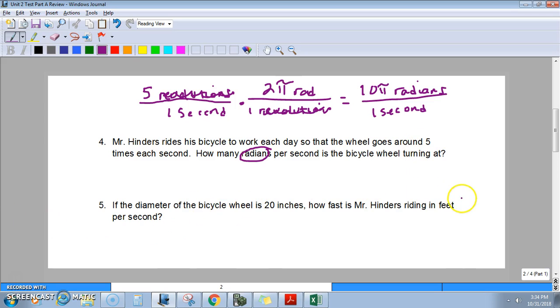So I already know we're going to have to change seconds to feet, right? Feet per second. And it tells me that the diameter is 20, but in order to figure out the distance it's going, I need to know the circumference. So the circumference is equal to pi times the diameter, or 2 pi r, but I always think of it this way, pi times the diameter. So the circumference for his wheel is 20 pi.